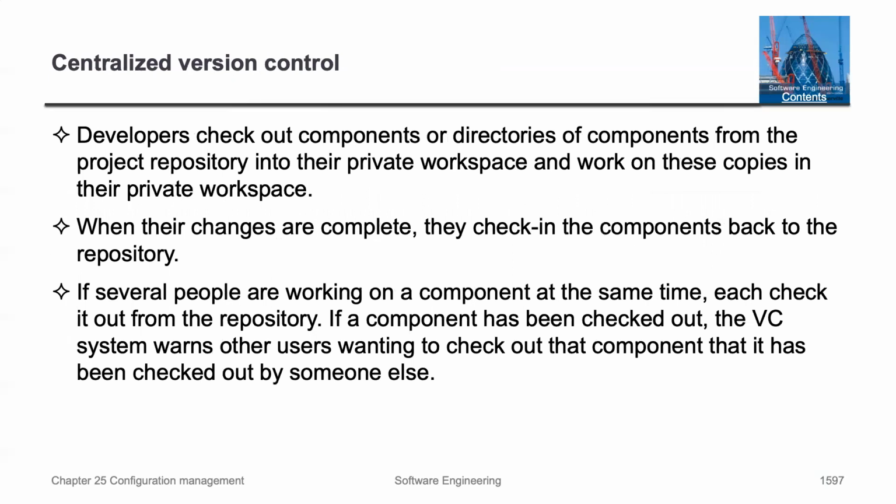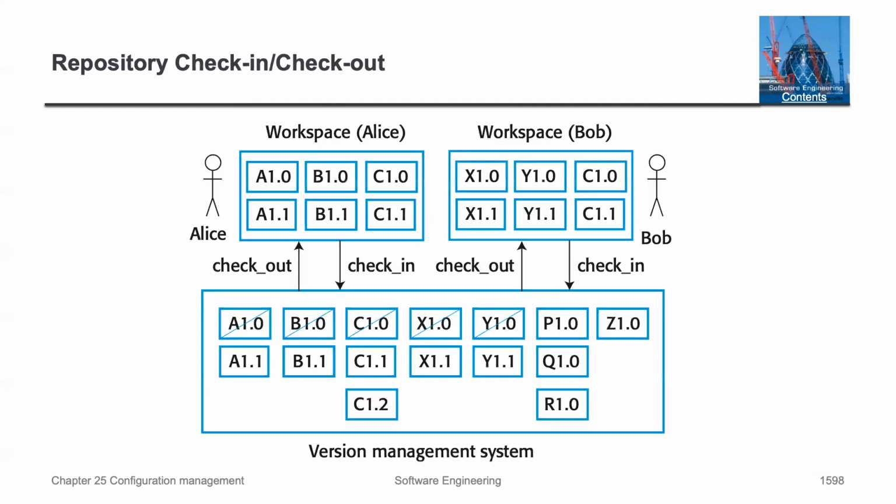For centralized version control, developers check out the components from the project repository into their private workspace and work on these copies. When their changes are complete, they check in the components back to the repository. If several people are working on a component at the same time, each checks it out from the repository. If a component has been checked out, the VC system warns other users wanting to check out that component that it has been checked out by someone else. So here's an illustration of a repository check-out check-in scheme and how that would work.